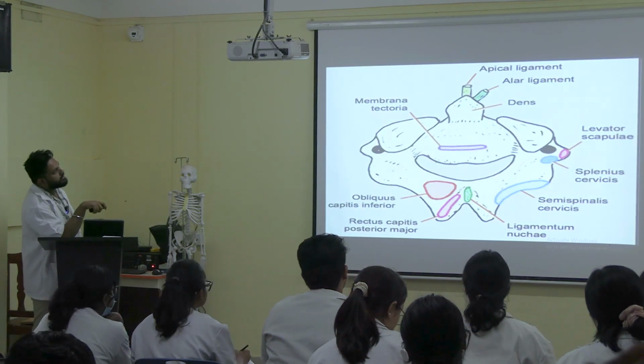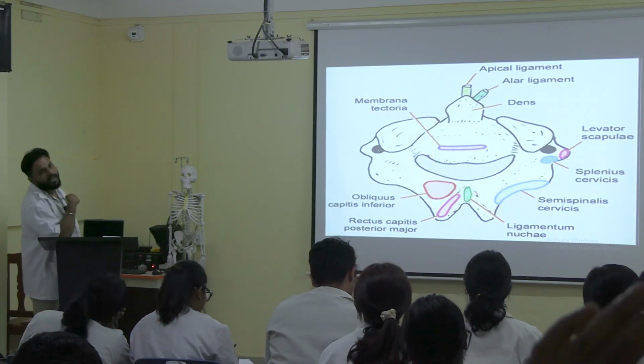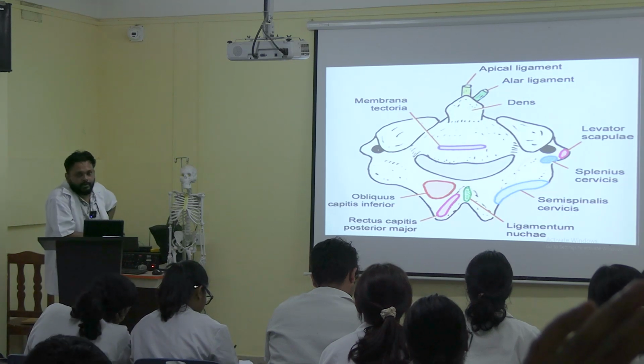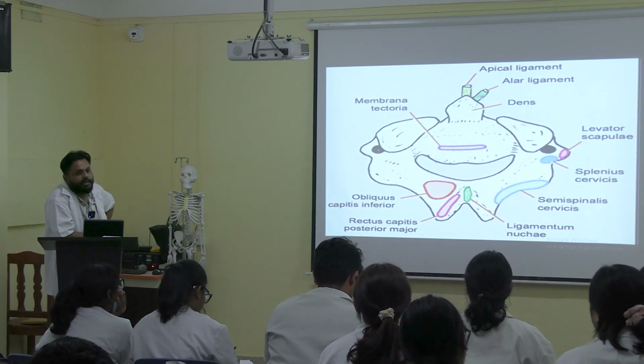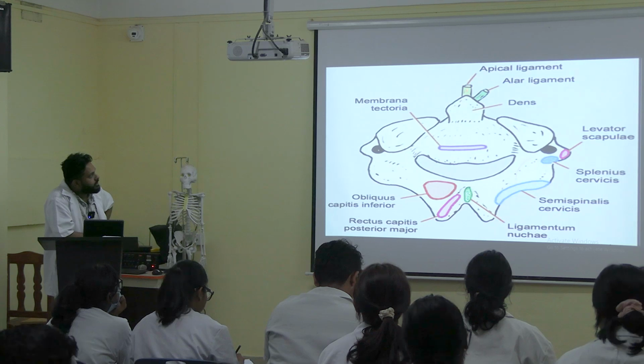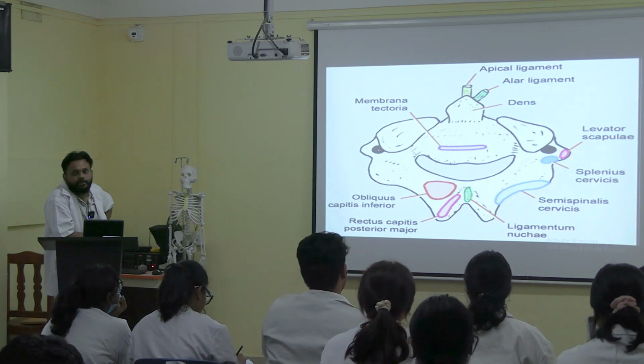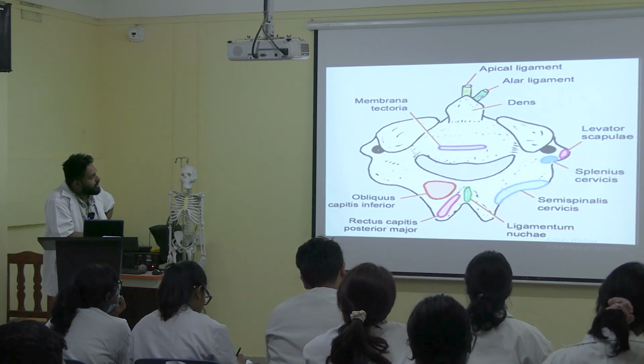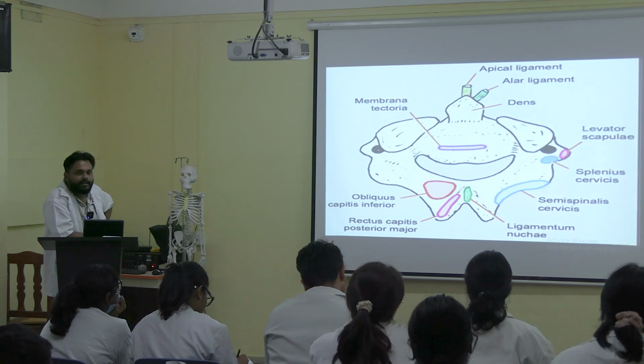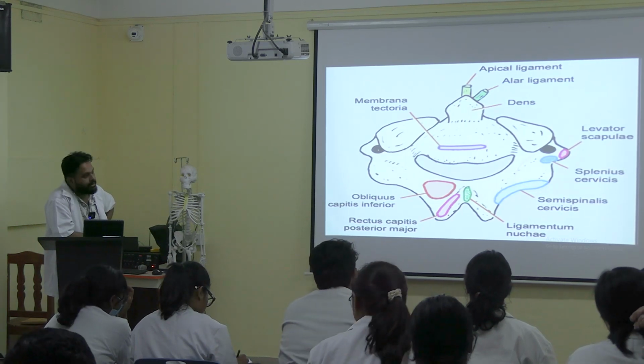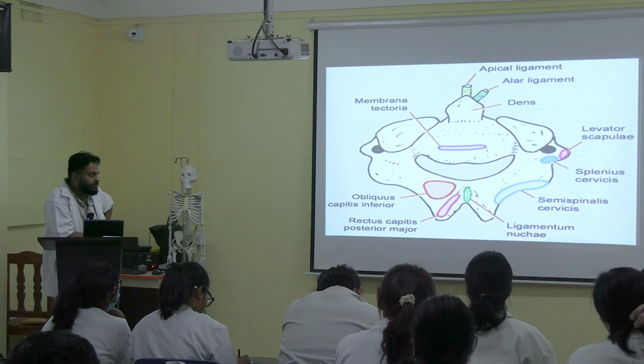This was the dens, right? There are these ligaments. Can you see what are the attachments of the dens? This one is apical ligament. Along with the apical ligament, there is right and left alar ligament.